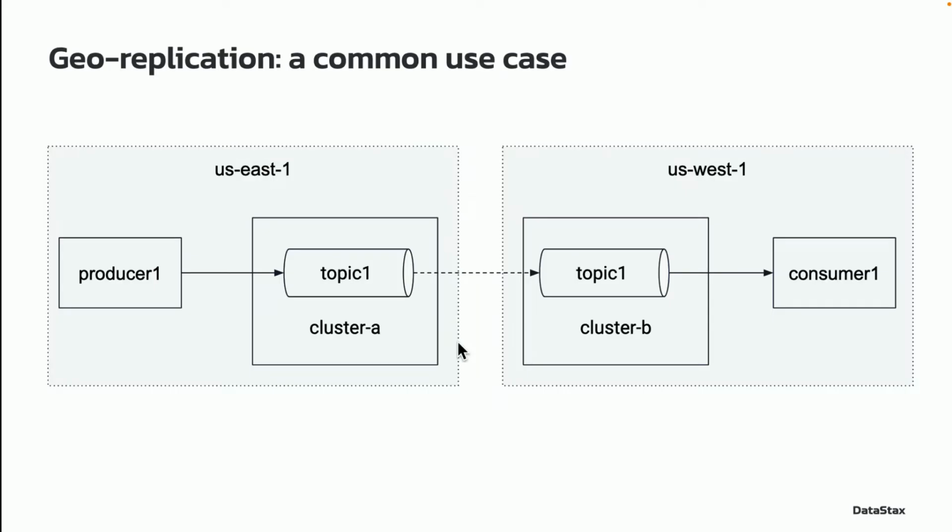Now, let's get straight to geo-replication. Geo-replication allows a Pulsar cluster living in a given region to replicate Pulsar topics to another Pulsar cluster running in a different region. This allows you to run highly distributed inter-regional workloads, as the one pictured in this slide.